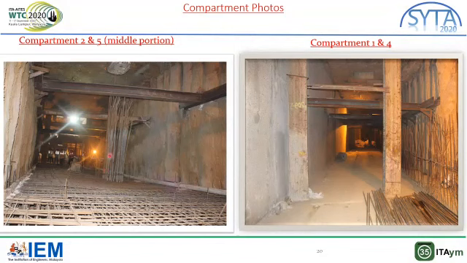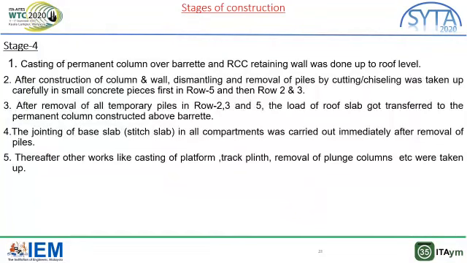This is the reinforcement for permanent column and this is the reinforcement for undercroft slab. Stage 4. In this stage, casting of permanent column over wherret was done and RCC retaining wall was done up to roof level. After construction of column and wall, dismantling and removal of piles by cutting, chiseling was taken up carefully in small concrete pieces, first in row 5 and then in row 2 and 3.